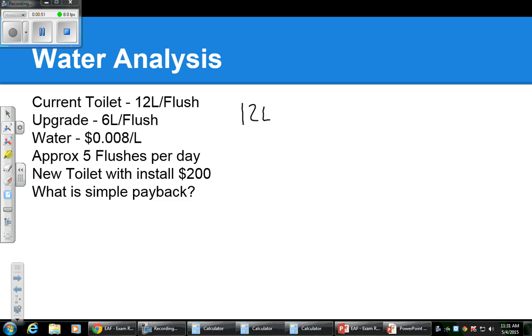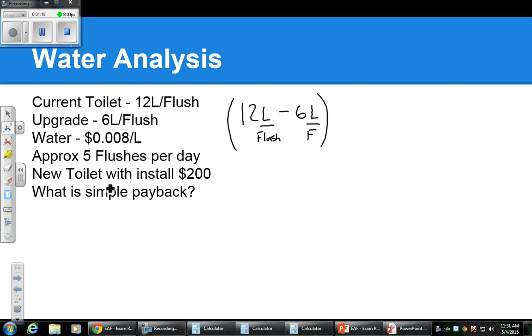I'm going to start here. So our current toilet is 12 liters per flush. We're going to upgrade to a 6. So we're just going to subtract that so we get the difference: 6 liters per flush, and we'll call it F for short going forward. That's the first thing we need to do, just the difference between the two.